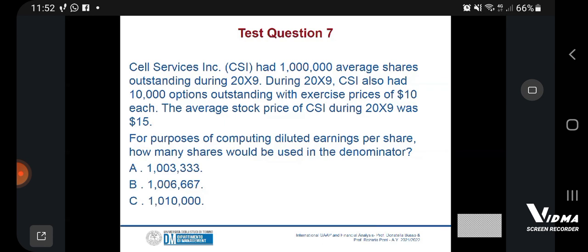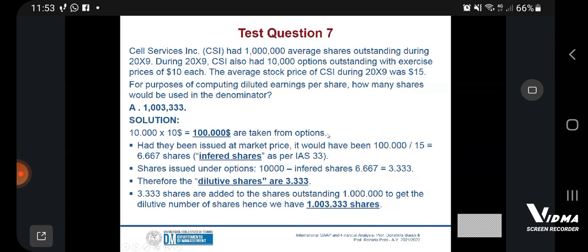So we have this company that sells services. They have 1 million average shares outstanding during the current year. They also have 10,000 options outstanding, and these options have an exercise price of 10. Is this the same? I think this is the same. This is the same question related to the same data as before, so it should be easy to understand.